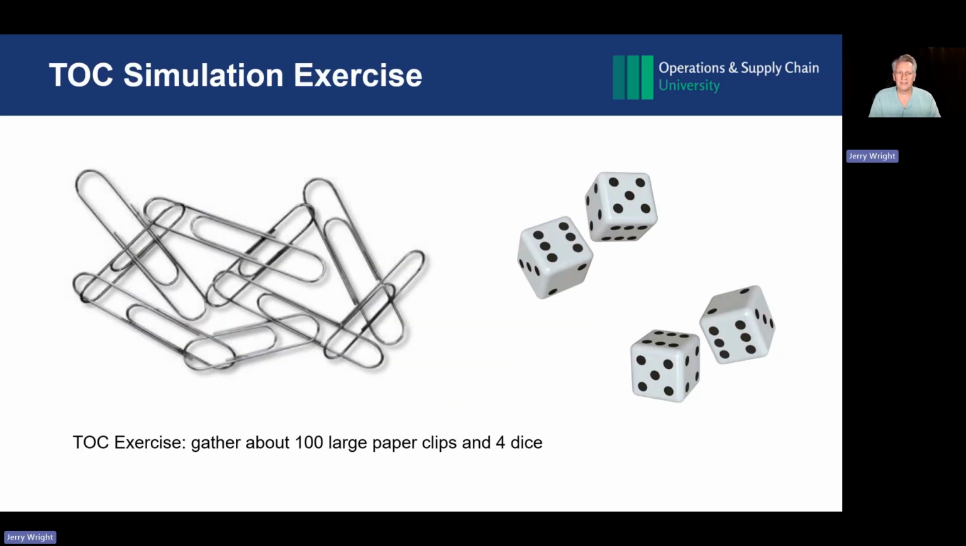So here's a quick TOC simulation exercise you can do for yourself, or you can do with a team. Gather about 100 large paper clips and 4 dice. That's all you need to do this exercise. And let's walk through it real quick.